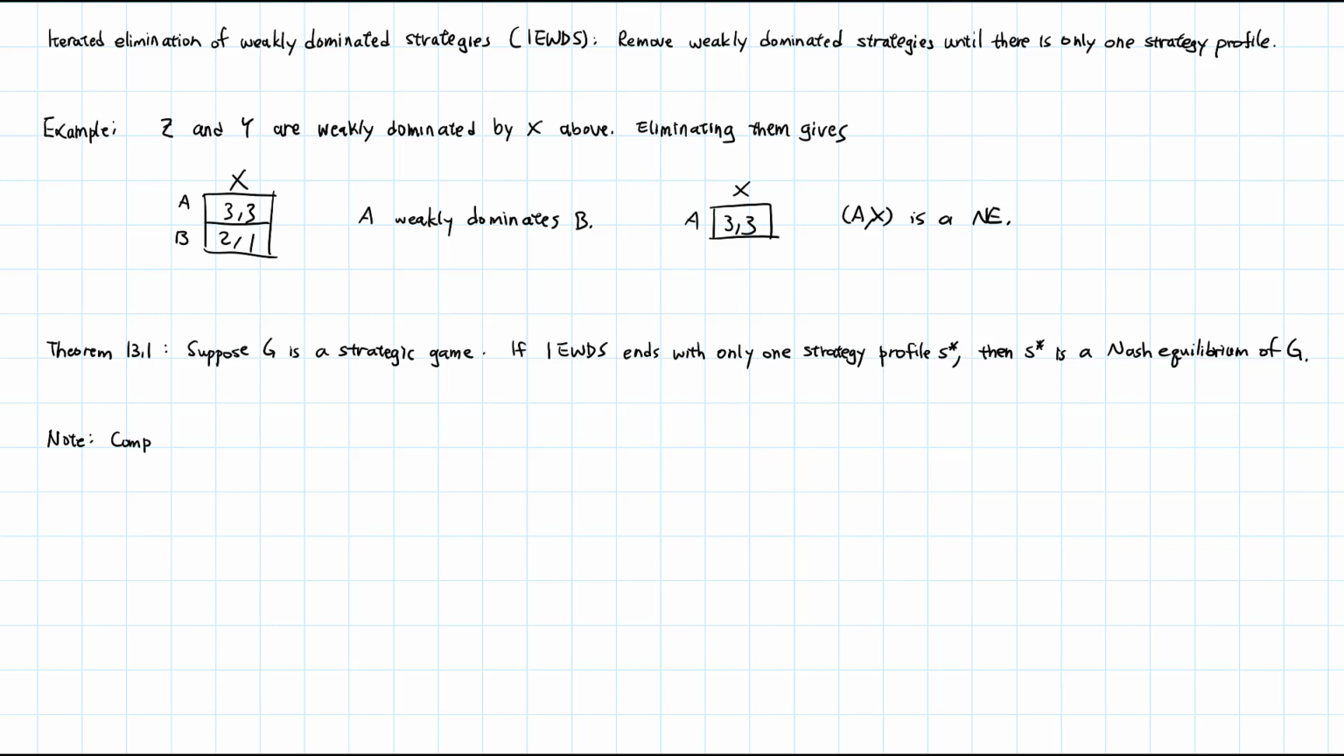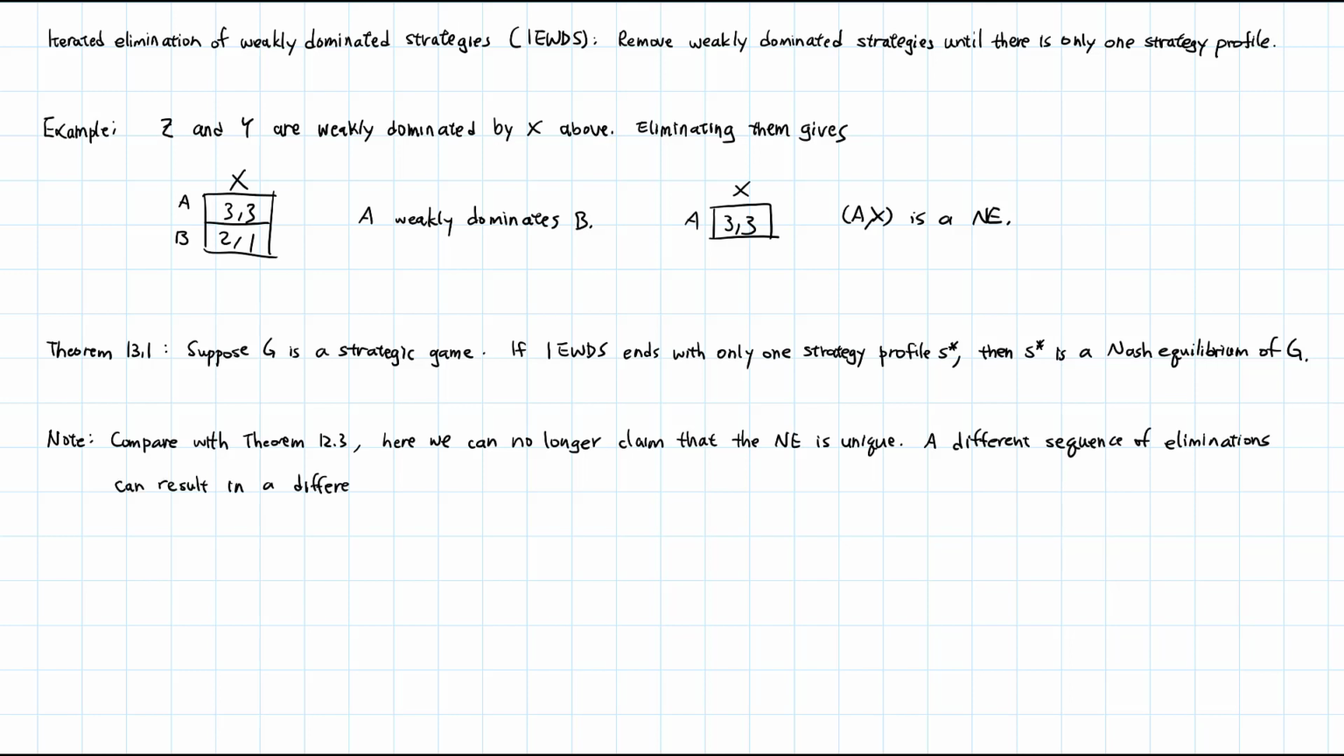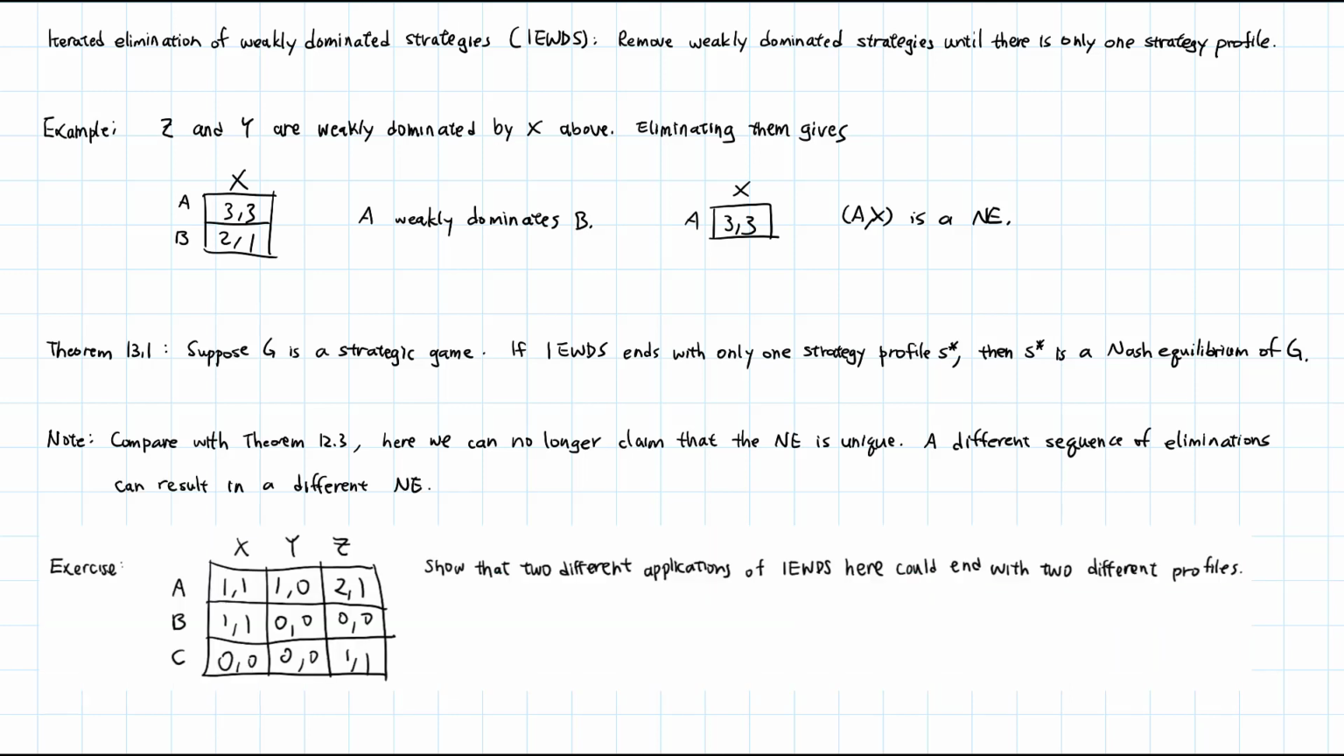Note the main difference between this theorem and the one for IESDS. In the strict case, the theorem claims that the Nash equilibrium is unique. But in the weak dominance case, we can no longer claim that the Nash equilibrium is unique. A different sequence of eliminations can result in a different Nash equilibrium. As an exercise, take a look at this payoff table and see if you can show that two different applications of IEWDS here could end with two different profiles.